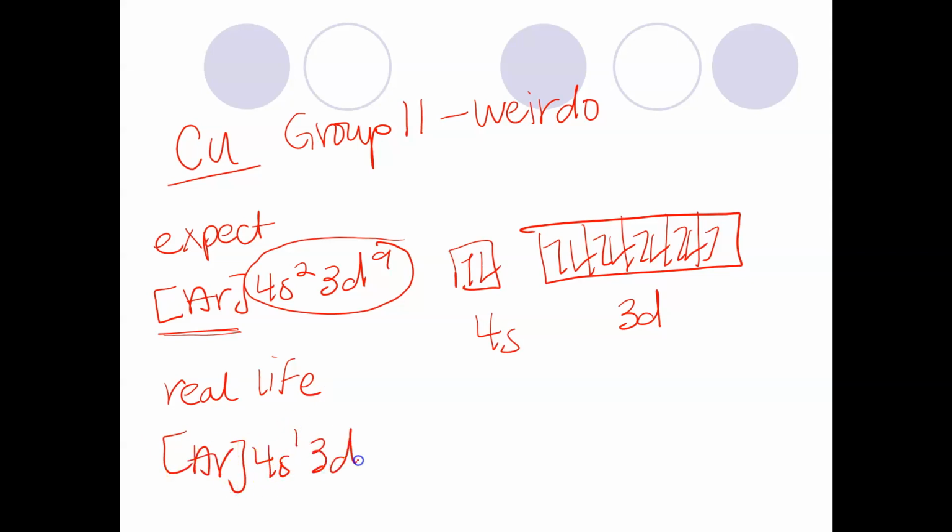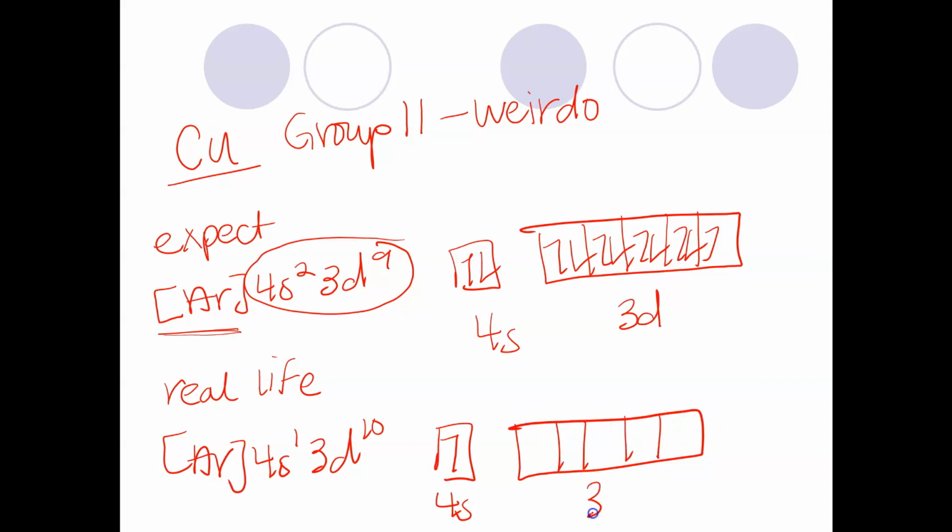Okay. And then what we get in real life is argon, 4s1, 3d10. So again, the difference, the 4s orbital only has 1 electron. And the 3ds, 1, 2, 3, 4, 5, 6, 7, 8, 9. So that's the 9 that were there above. But that 1 electron that left the 4s comes over here, the 3d, so it's completely full. So again, it's balanced. It was worth the energy.